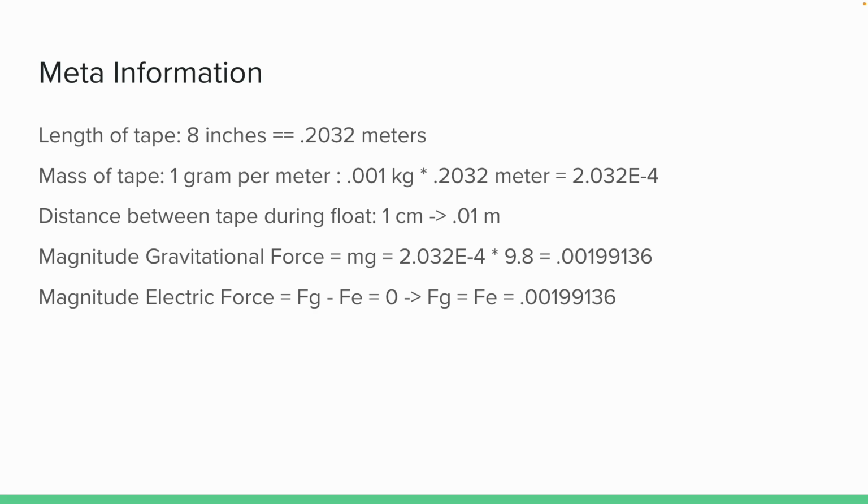The magnitude of the gravitational force acting on the tape is equal to m times g, which, as you can see when plugged in with the values, is approximately 0.002. The magnitude of the electric force acting on the tape should be the same as the magnitude of the gravitational force. This is because, in order to maintain float, the net force on the tape should be zero. So Fe is equal to approximately 0.002 as well.